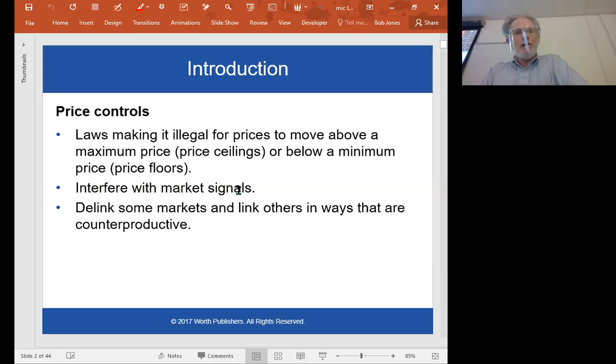Okay? Remember, what kind of signals are these prices? They're signals as to the value of resources. If you don't have prices to tell you what things are worth, how do you know? And we've talked about how prices link markets. The market for ethanol is linked to the market for candy bars and the market for gasoline. When you impose controls, that link is broken. So you don't have adjustments between them.